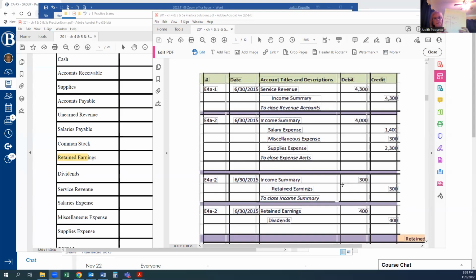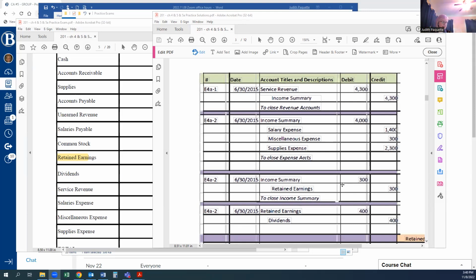So journal entry number 3, can you see it there? We're debiting income summary, and now we have a balance of 0 in income summary. When you are done with your closing journal entries, and we're not, we have one more to go, income summary should be 0.